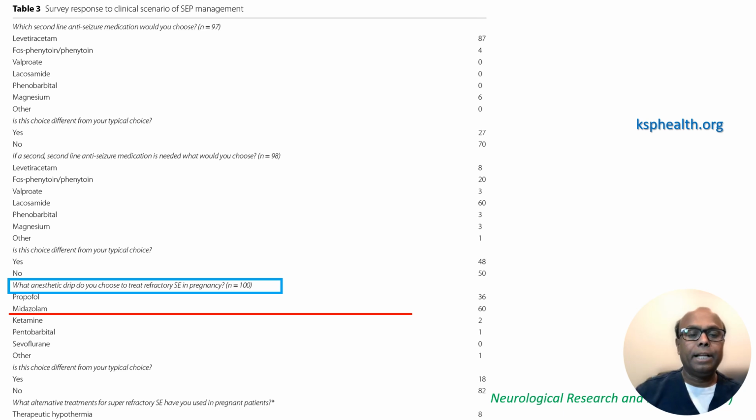Which anesthetic agents would you use in refractory status epilepticus? Most of the respondents, about 60%, said midazolam. Another 36% used propofol. So in total, 96% use either midazolam or propofol.